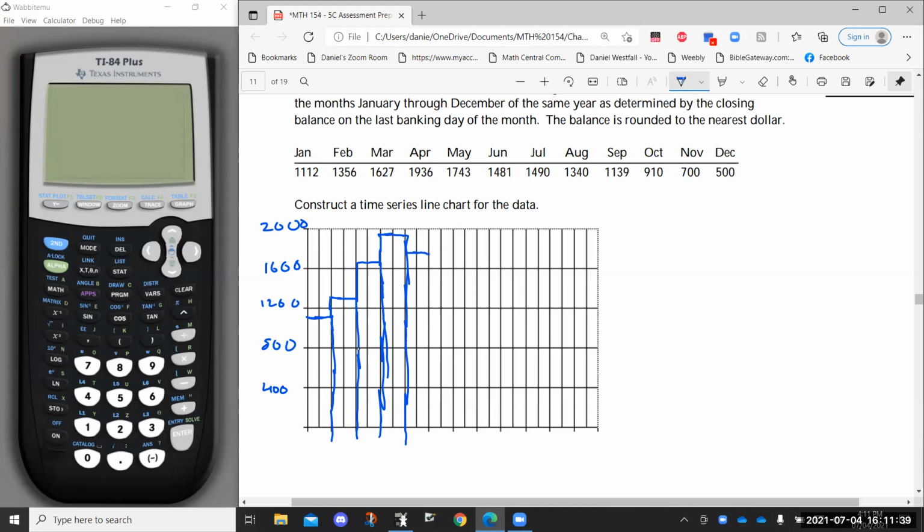1743. It's down here. 1481, roughly in here. It's a little bit above halfway. 1490, a little bit higher here.